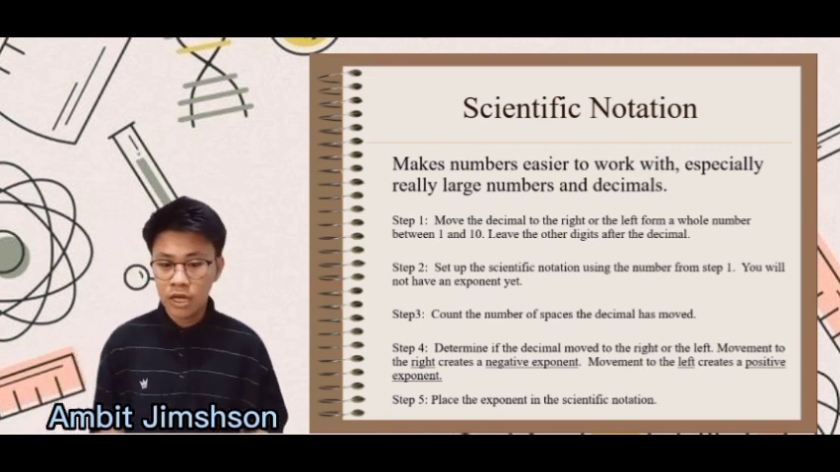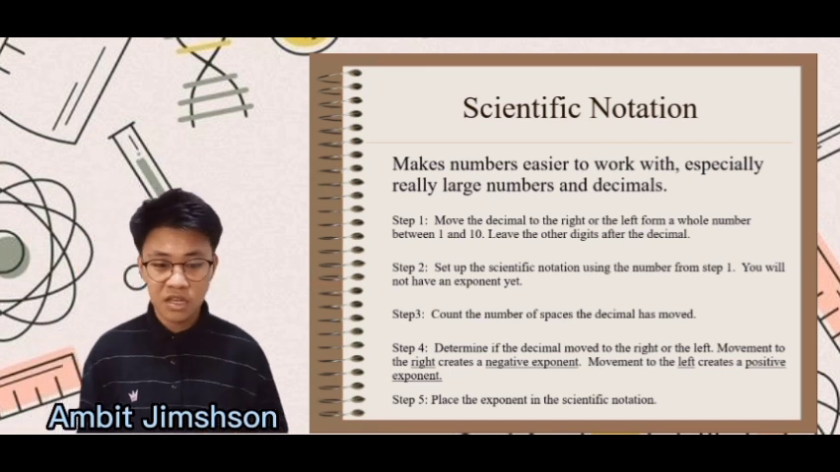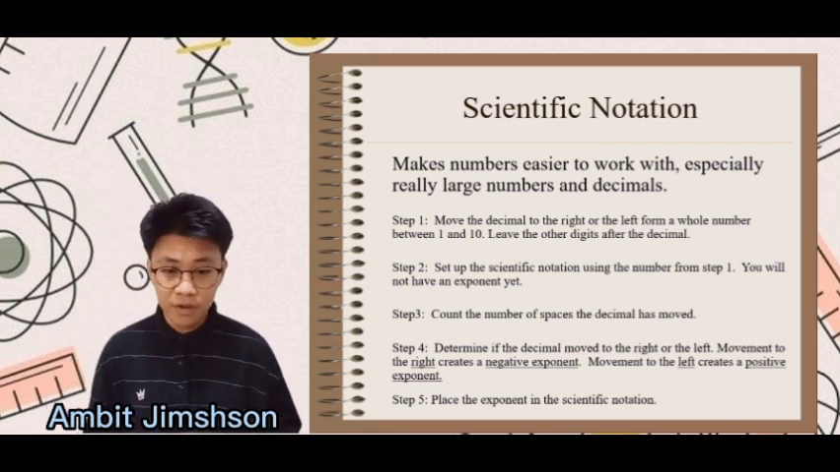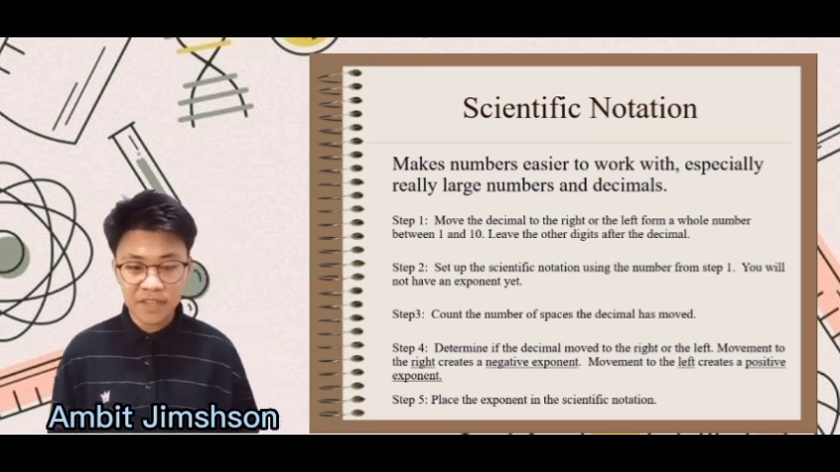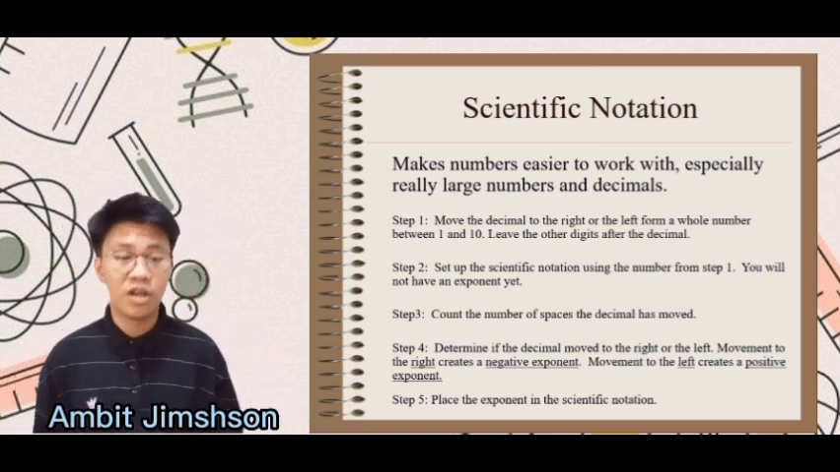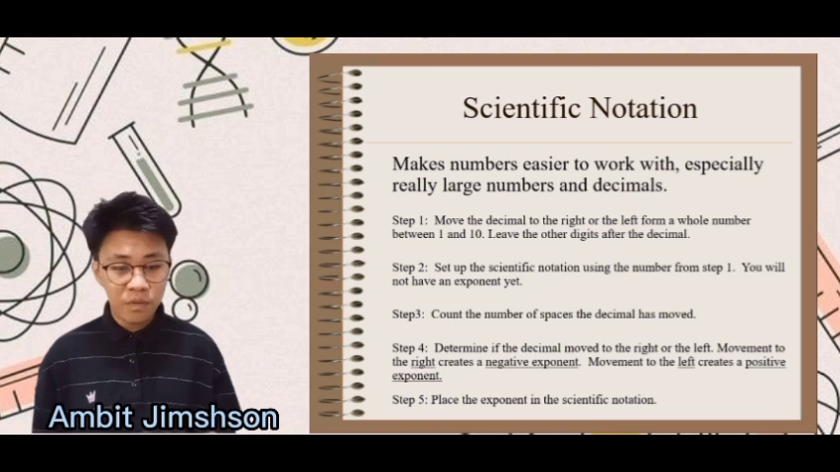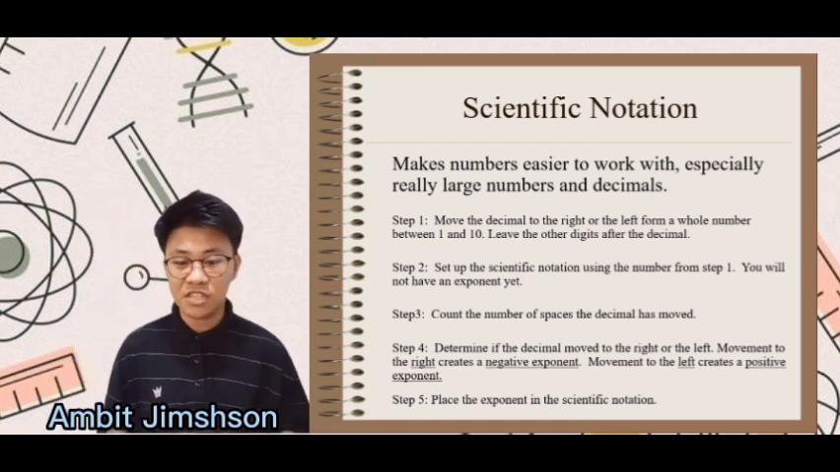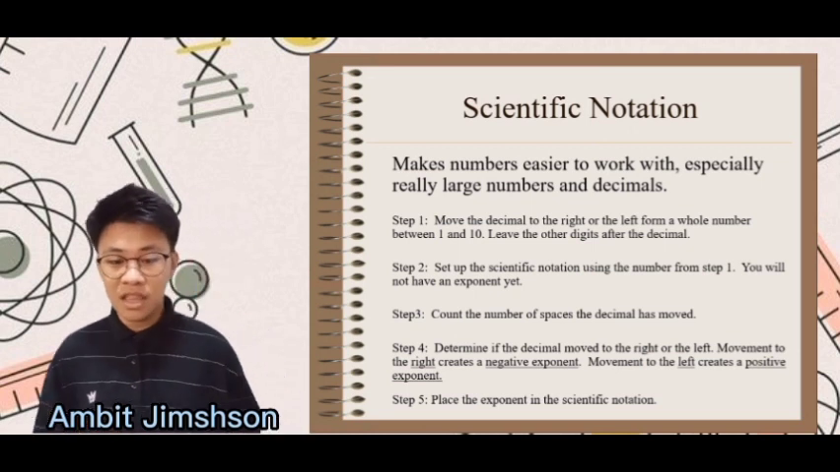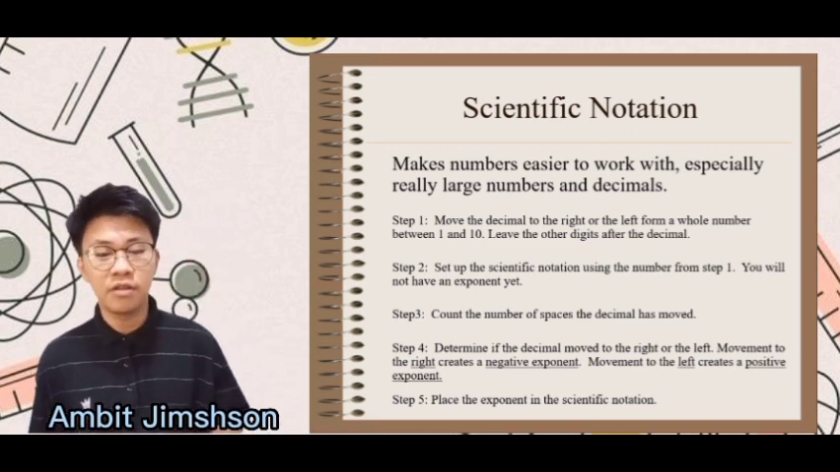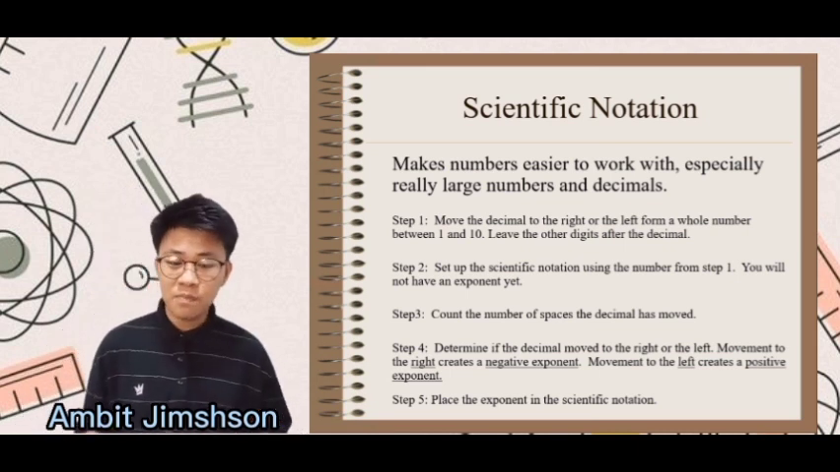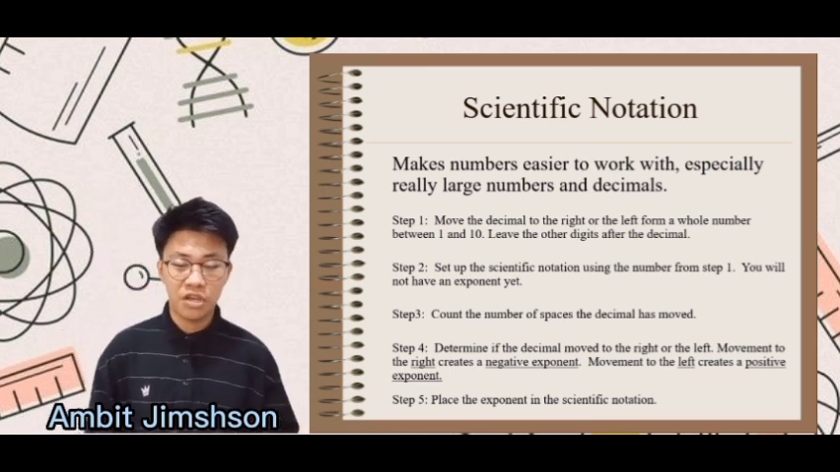Step 3. Count the number of spaces the decimal point moved. Step 4. Determine if the decimal moved to the right or left. Rightward movement results in a negative exponent, while leftward movement results in a positive exponent. Step 5. Place the exponent in the scientific notation.